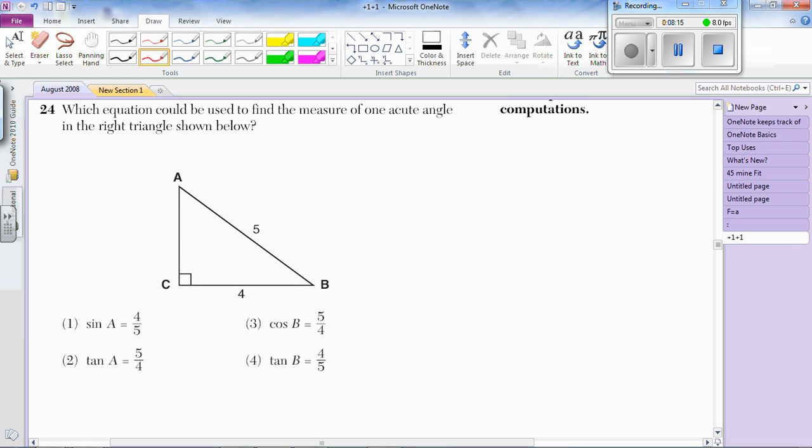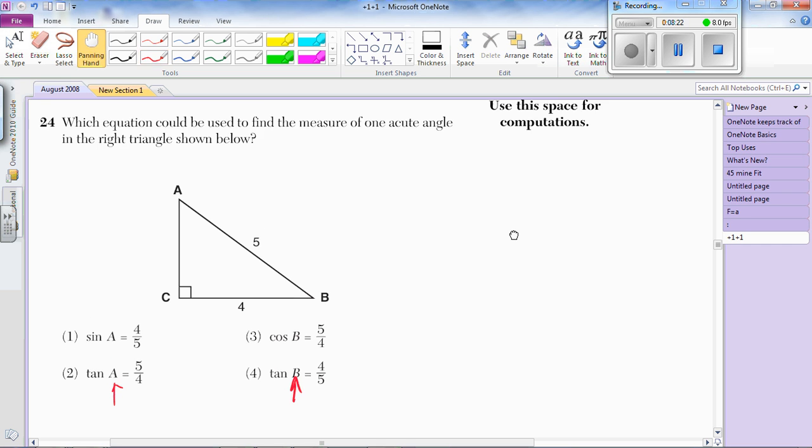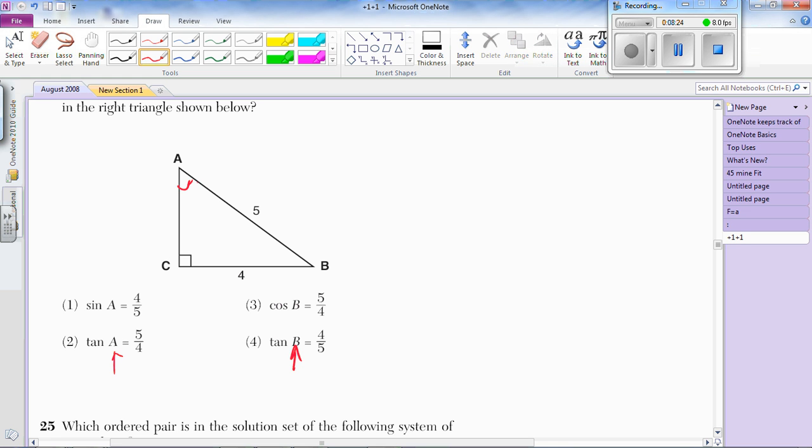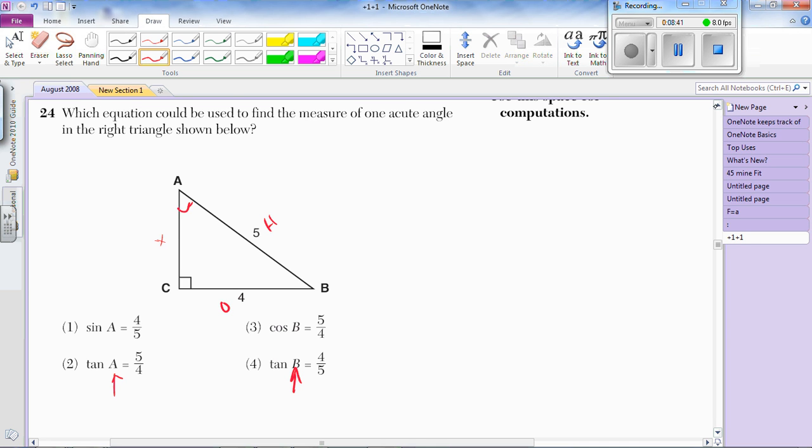Okay, so notice that they switched angles. They either got B or they have A. So we'll do A first. We'll label this as A. If this was A, this would be opposite and hypotenuse. I would have to use sine of A. It's 4 over 5. Tangent of A would be 4 over x, so that's not what I want. I have to use these two sides.